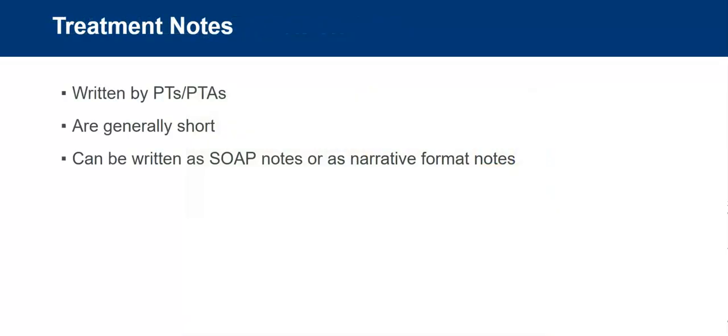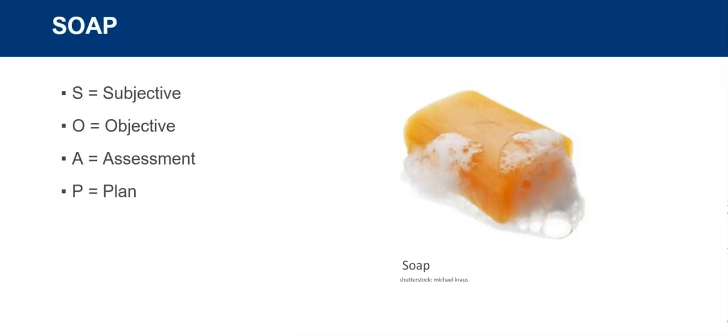Our treatment notes can be written by PTs or PTAs. These are generally shorter than the eval, and this is typically written as the SOAP note format, which we're going to go over here in a minute. This is what SOAP stands for. S is subjective, O is objective, A is assessment, and the P is the plan. Now let's get into a little bit more detail of what these each mean.